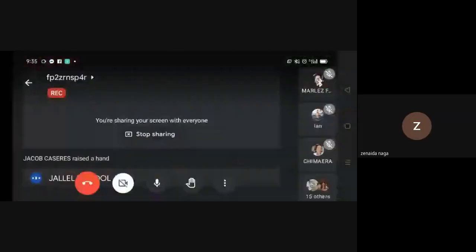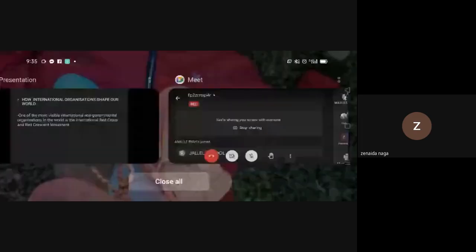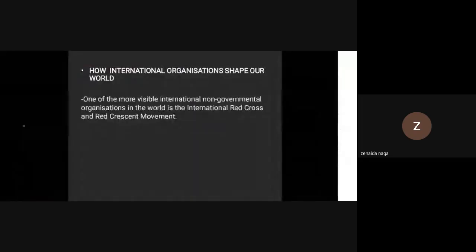Good morning. How international organizations shape our world. One of the more visible international non-governmental organizations in the world is the International Red Cross and the Red Crescent Movement.